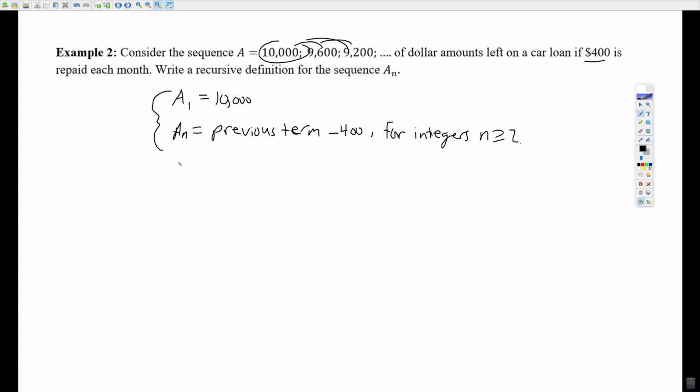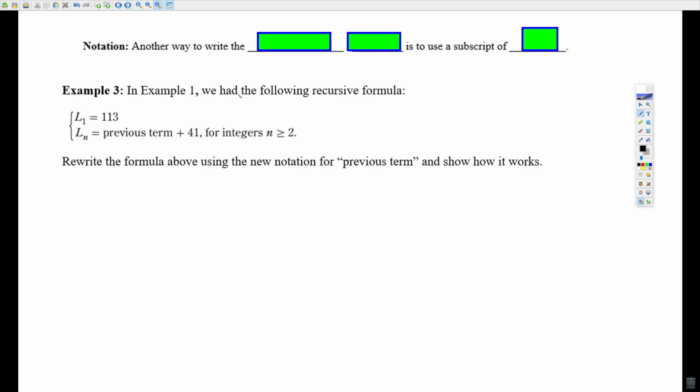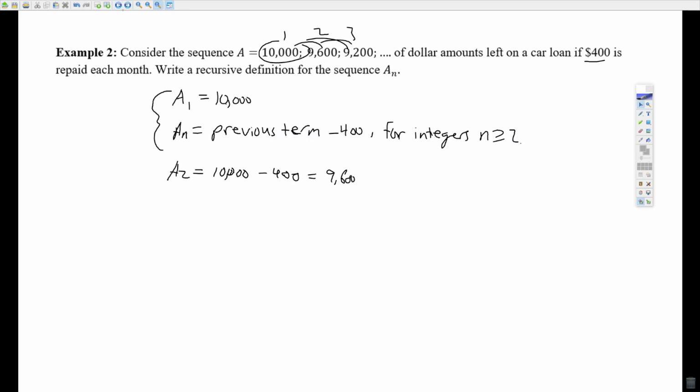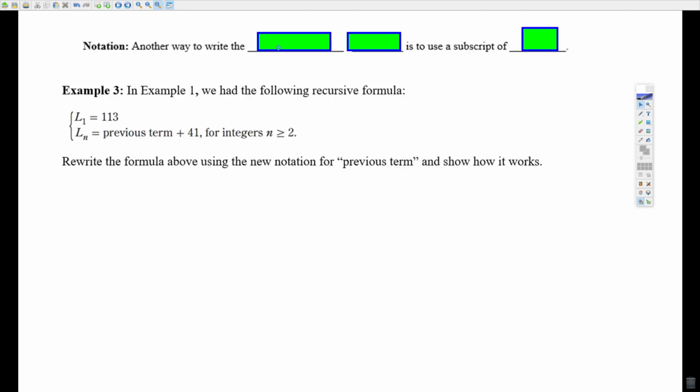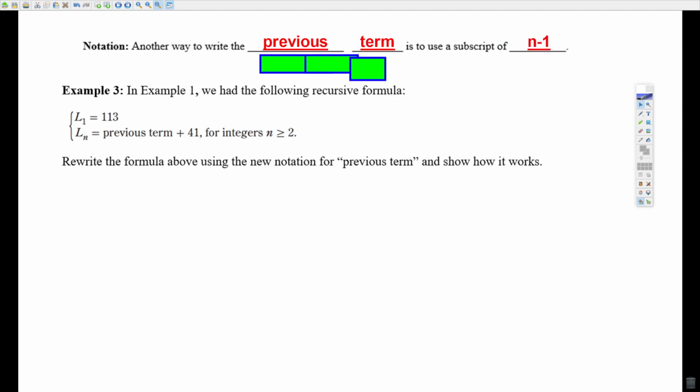So you would do 10,000 to get A sub 2, take the previous term, 10,000. Now you don't have to show this normally, minus 400, and that's how we're getting the answer of 9,600. And you can continue doing this, right? This is first term, second term, third term, and so on. At the bottom of the page there, we're going to have this new notation. Instead of doing the words previous term, we'll have this new notation. Another way to write previous term is to use a subscript of n minus 1.